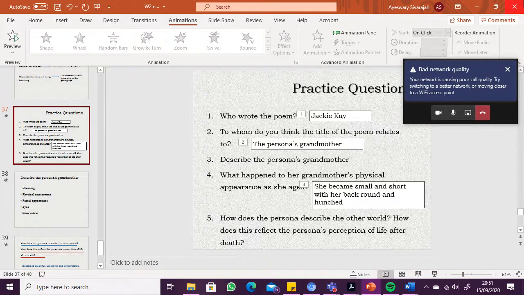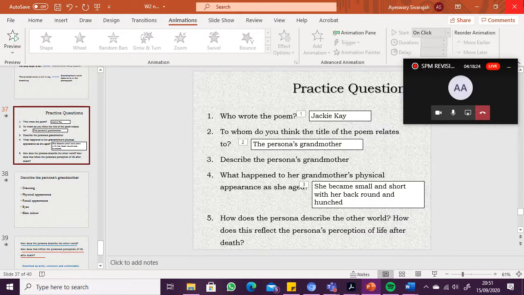Imagery, showing images, symbolism for this. Okay, just these three are good enough. Alliteration and assonance are not that important. They won't be asking you what type of poem it is, whether it is a sonnet or a quatrain or all that. They will never ask you. They just want to see how you understand the poem by answering the questions.